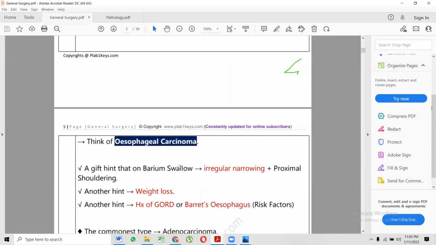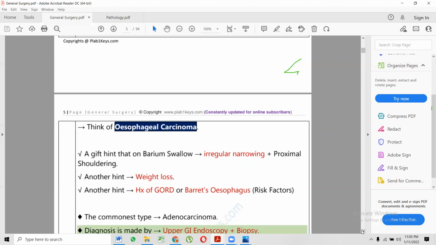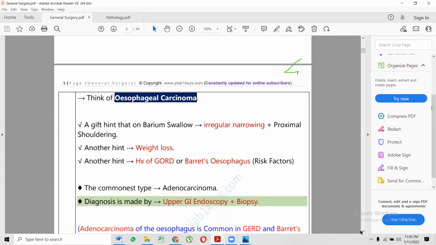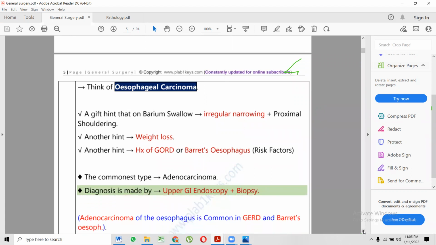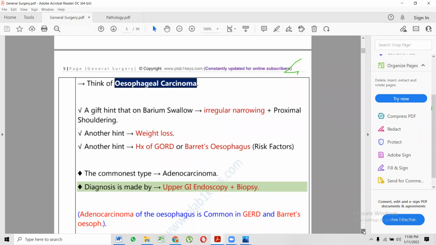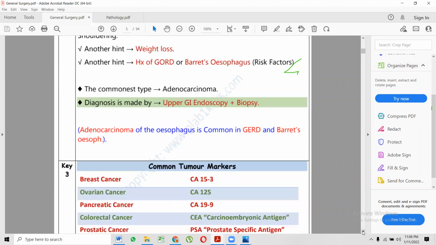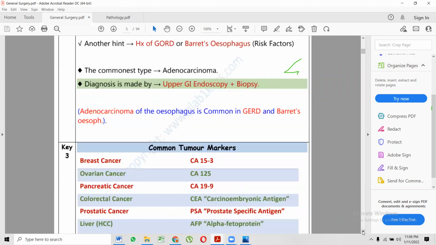Another hint will be weight loss, which was not given in this scenario, but considering the age of the patient, we favored esophageal carcinoma. But it could have been esophageal stricture if the patient was young. The commonest type is adenocarcinoma. The gold standard to diagnose esophageal cancer is upper GI endoscopy plus biopsy. Adenocarcinoma is common in GERD and Barrett esophagus. GERD leads to Barrett esophagus, and Barrett esophagus can lead to adenocarcinoma.